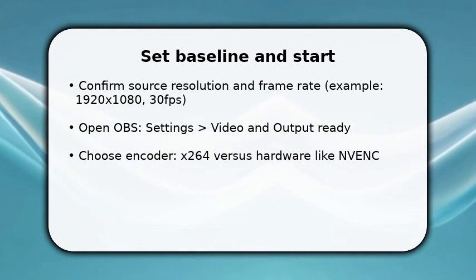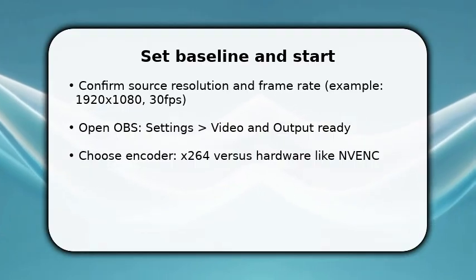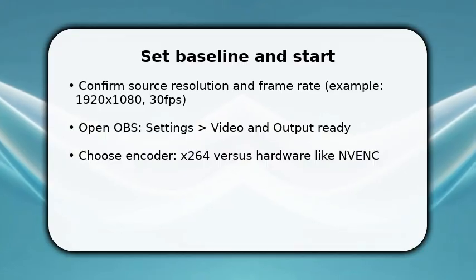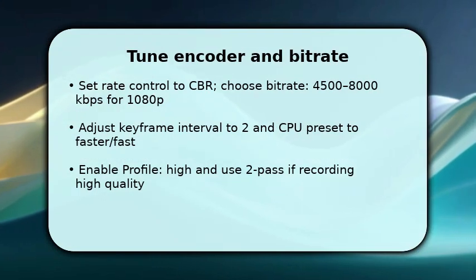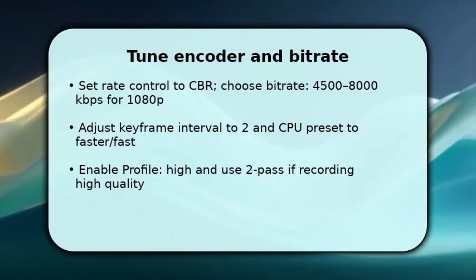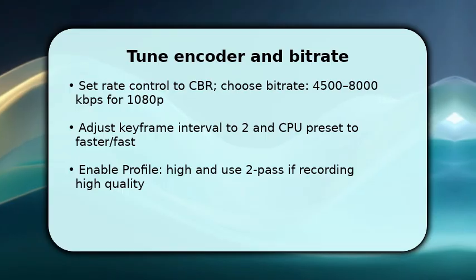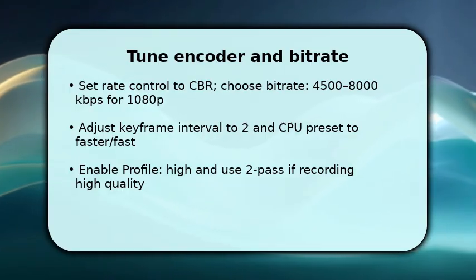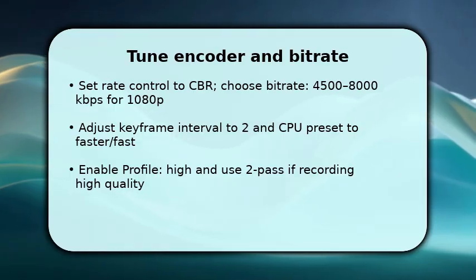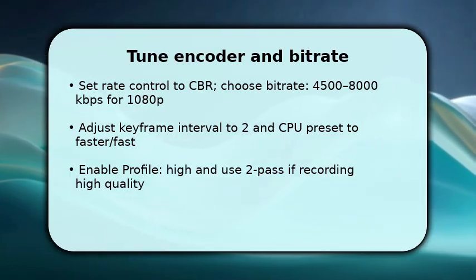Now you tune the encoder and bitrate to stop blocky compression. Set rate control to CBR for streaming or choose VBR for local recordings. For 1080p aim for 4500 to 8000 kbps and scale up for faster motion. Set keyframe interval to 2 seconds and select Profile, High to ensure efficient compression.